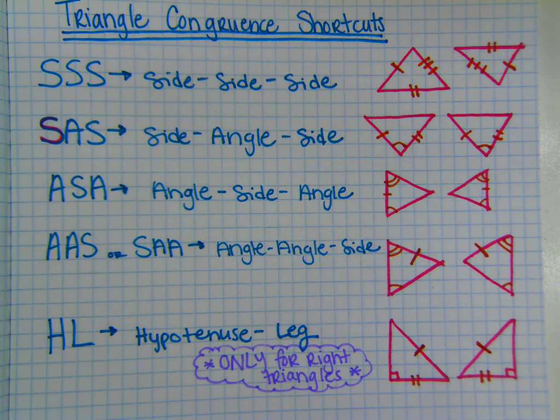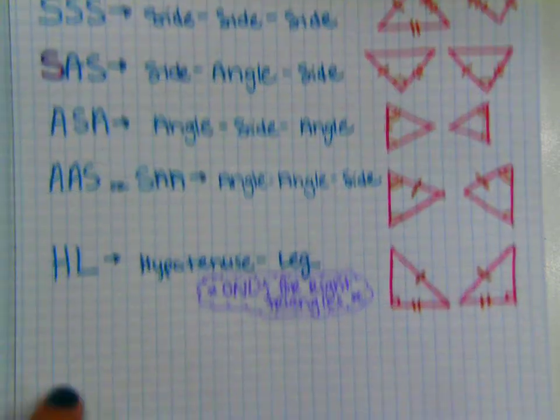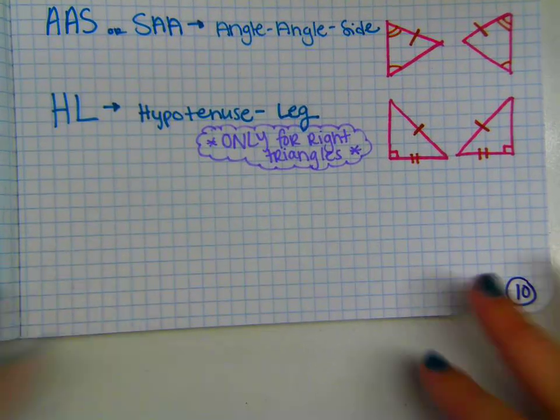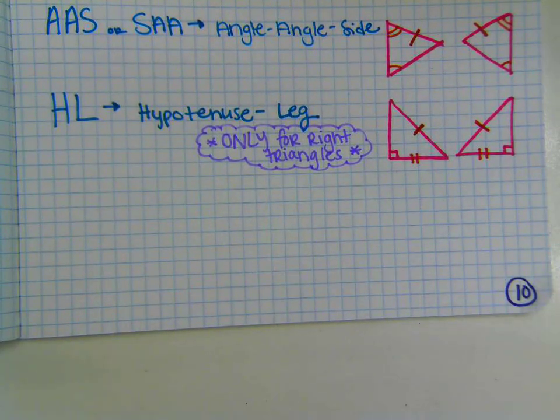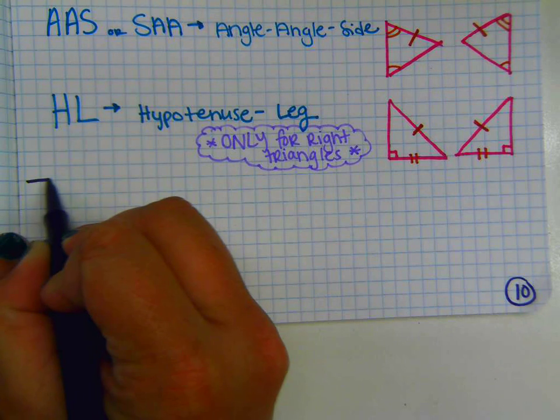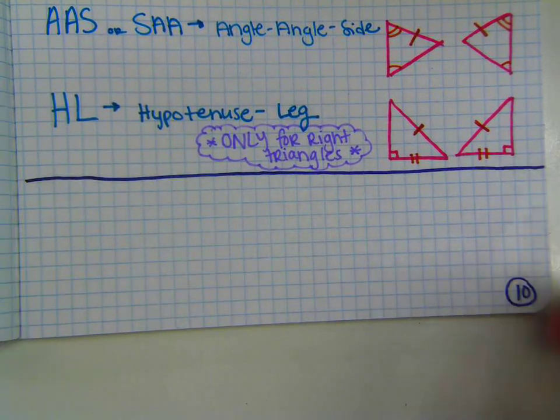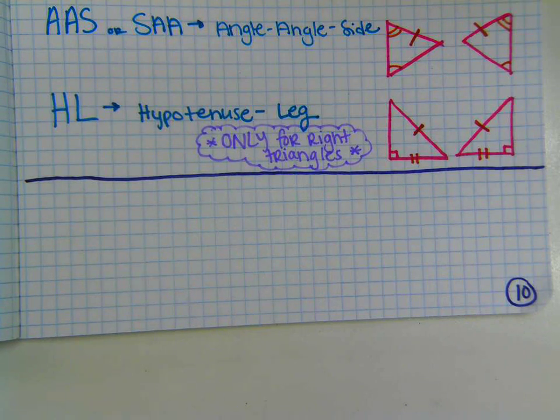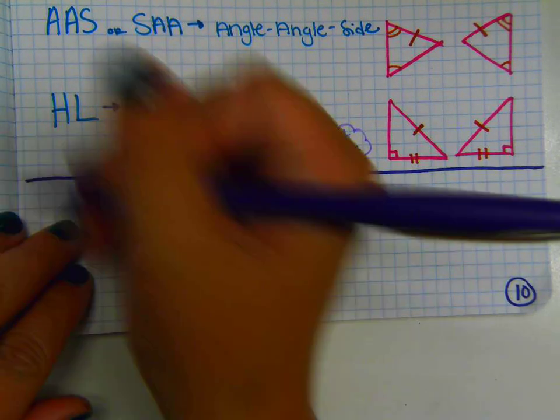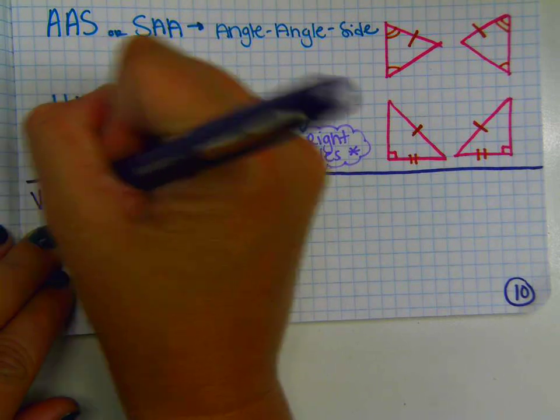There's also a couple of properties that I do want to have on this page too. So I'm going to go ahead and move this down. And they go along with this, but they're not exactly the same. So I'm going to draw a line here. And there's going to be three things that I want to talk about with this. The first thing is vertical angles. Now, we've talked about vertical angles before, but this is going to be in terms of triangle congruence. So vertical angles.